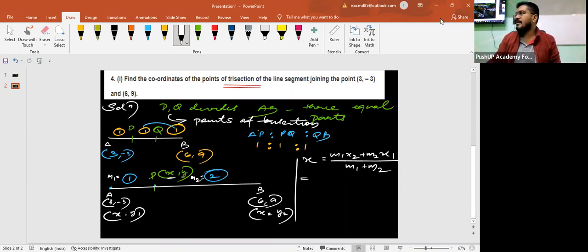Did you all solve it? What is the answer? x is 4, right? And what is the value of y? y is equal to 1.